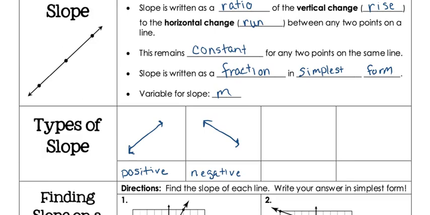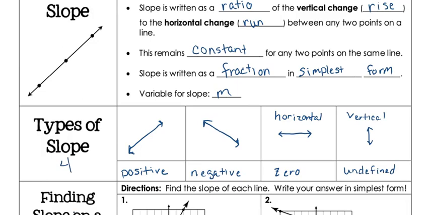And then we have 2 specials. We have a flat line or a horizontal line. Remember, this is horizontal when it goes side to side. And a horizontal line has a slope of 0. It's not headed up, it's not headed down, it's flat. That's a 0 slope. But with the horizontal line, the opposite would be a vertical line. So a line that is up and down. Well, here we call this undefined. So we have positive, negative, 0, and undefined. There are 4, the big 4 types of slope.